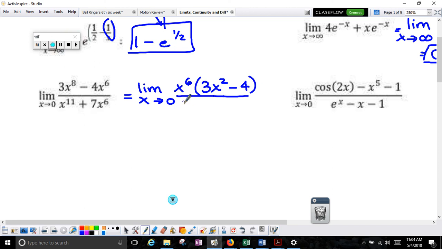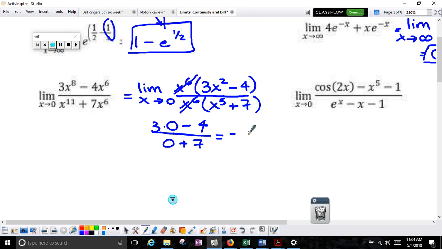And then in the denominator, also factor out an x to the 6th. After we factor out those common factors, they cancel. And if you look at the expression that remains, we can merely plug in a 0, leaving us with 3 times 0 minus 4 over 0 plus 7. So that simplifies to negative 4/7.